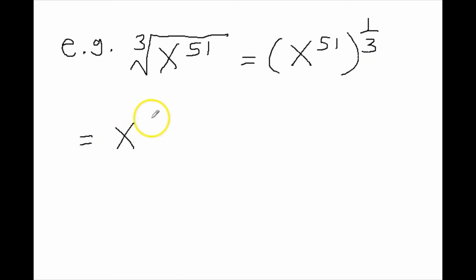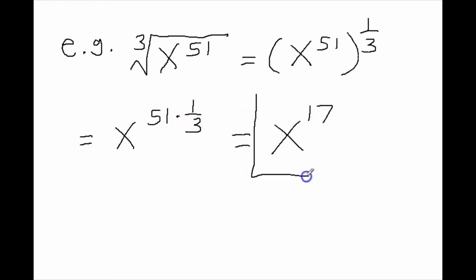Now, there is a rule of exponents. It says that when you raise a power to a power, that simply means you multiply the exponents. So you see what I'm doing there? Okay, so what is 51 times 1/3? What is that, 17? So this, my friends, turns out to be x to the 17th power. How does that look to you?